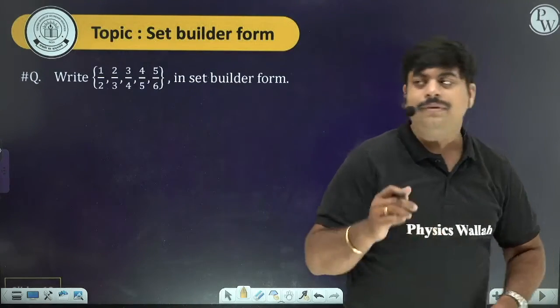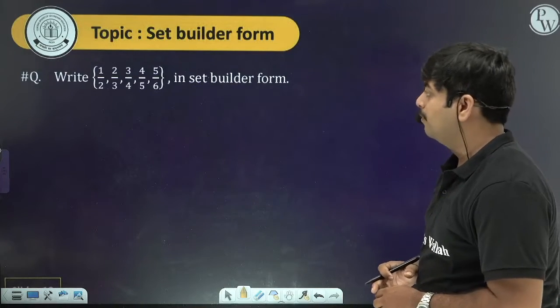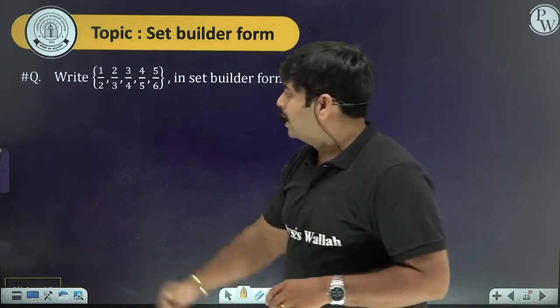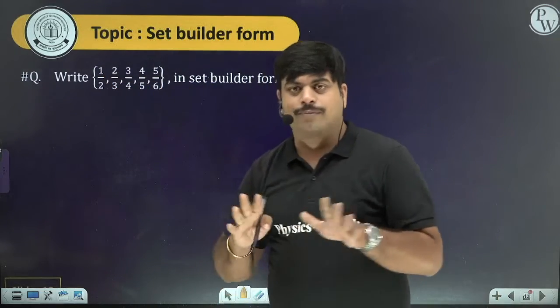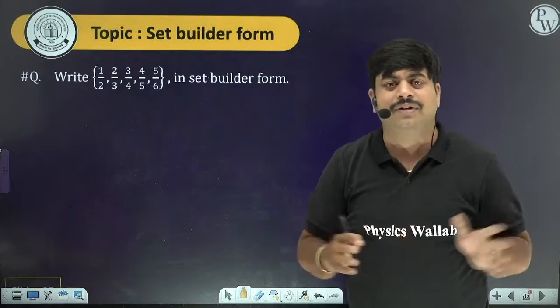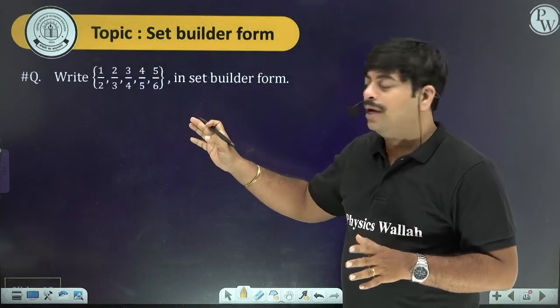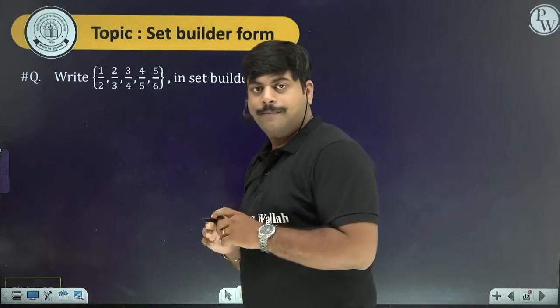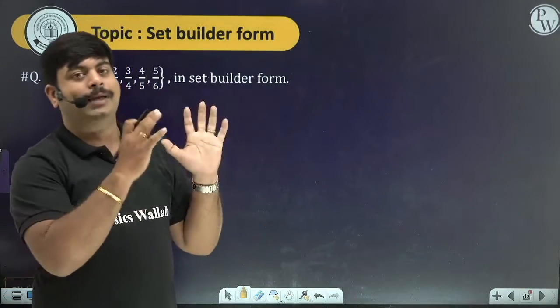Next one: write 1 by 2, 2 by 3, 3 by 4, 4 by 5, 5 by 6 in set builder form. So now, observe carefully. 1 by 2, 2 by 3, 3 by 4. Okay, it's moving. But is it going till infinity? No. It is going only till 5 numbers. So we need to be very careful with the numbers as well as the formula behind that.